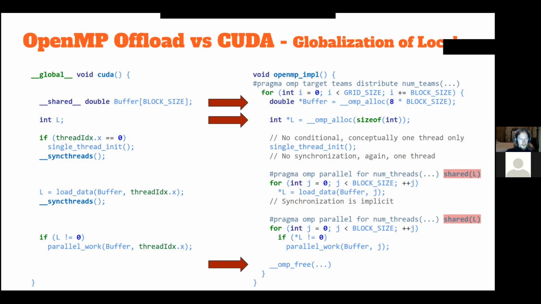Now, in this case, we see that this buffer and this flag variable need to be replaced with some runtime call allocating an amount of memory. And then we also need to introduce a free call. And now, because of this, this variable can't be private, it needs to be shared.